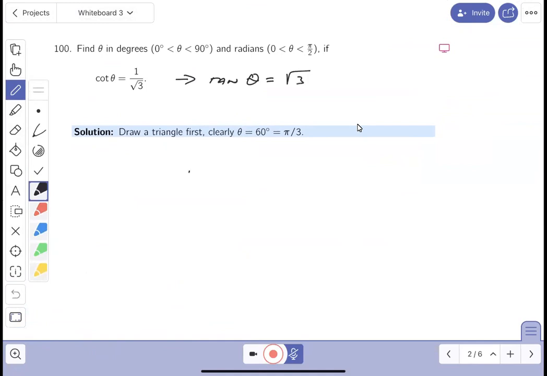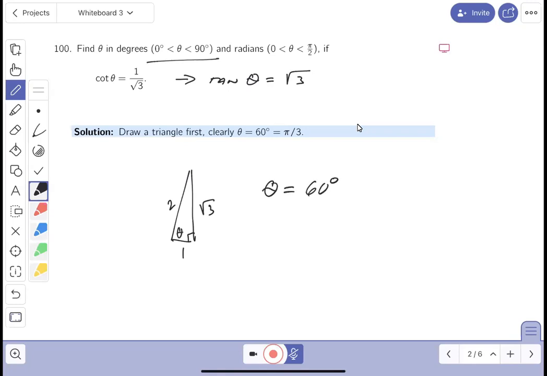And what's this going to look like? Well, if I looked at it, it would look like this. I'm kind of exaggerating it. Root 3 over 1. This would be theta. And what is that? That's a triangle I know, right? And what triangle is that? It's a 60-degree triangle. So what's theta? Theta is 60 degrees.